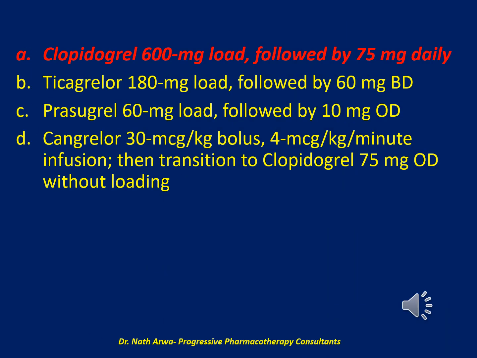And the correct answer is A. Clopidogrel 600 mg load, followed by 75 mg orally once daily. Answer D, cangrelor infusion, is incorrect because the patient can tolerate oral medications. Prasugrel is not the preferred P2Y12 inhibitor in patients at high risk of bleeding. That makes answer C incorrect.